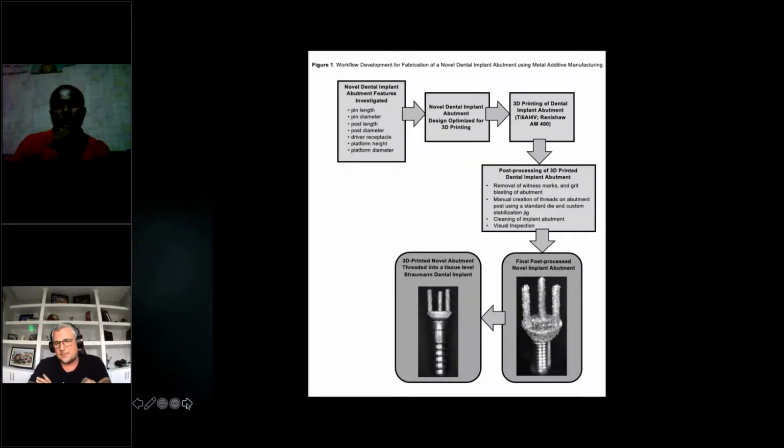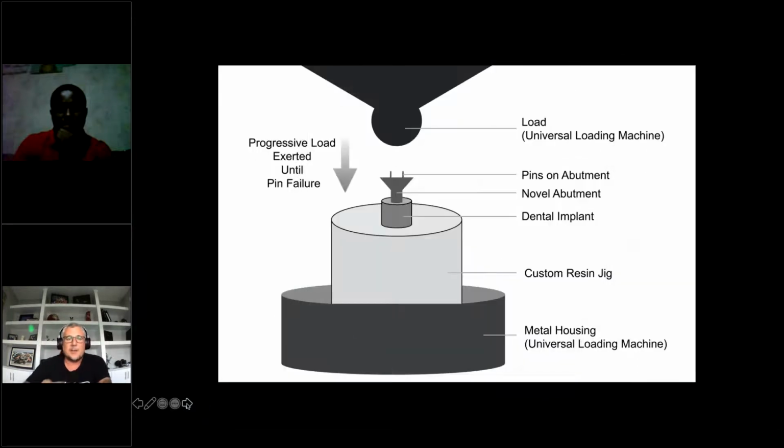So that's the workflow. That was the bulk of this research: how do we get from the start to the finish? How can we create a finished product that we feel would be sufficient to act as a temporary abutment for dental implants? And that's our flow chart. We went a little further. We went ahead and did some testing.